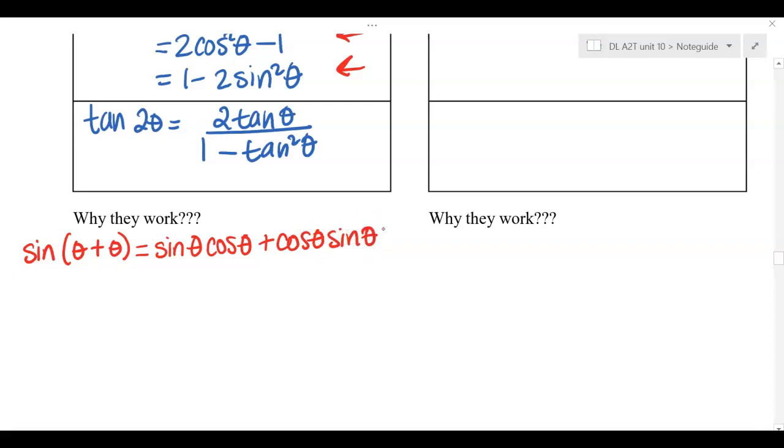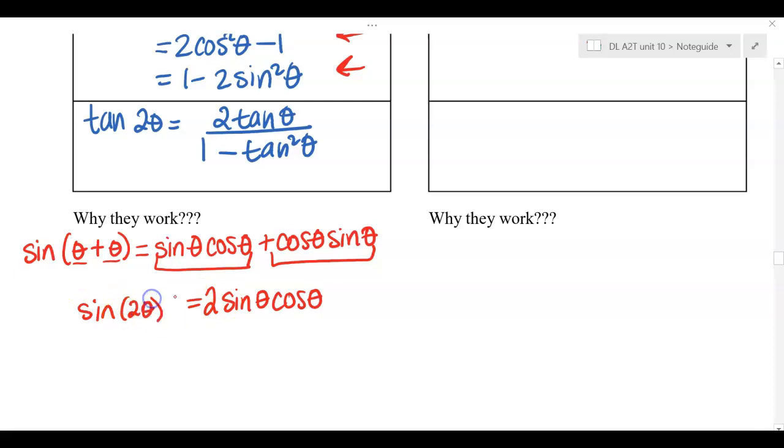Normally these don't combine together, but in this case, since the angles are the same, this term and this term are really the same thing. They're both sine of an angle and cosine of an angle multiplied together. So this makes 2 sine thetas, cosine thetas, and that is our double angle formula. So those just come from using that sum.